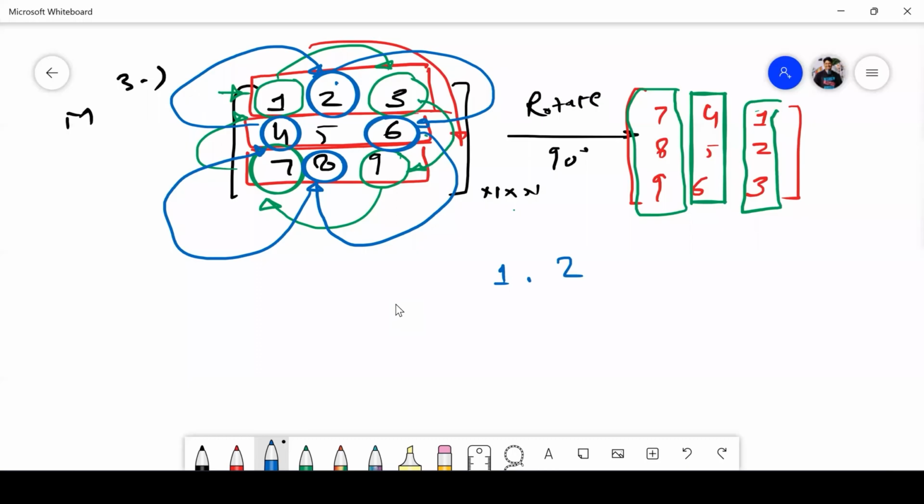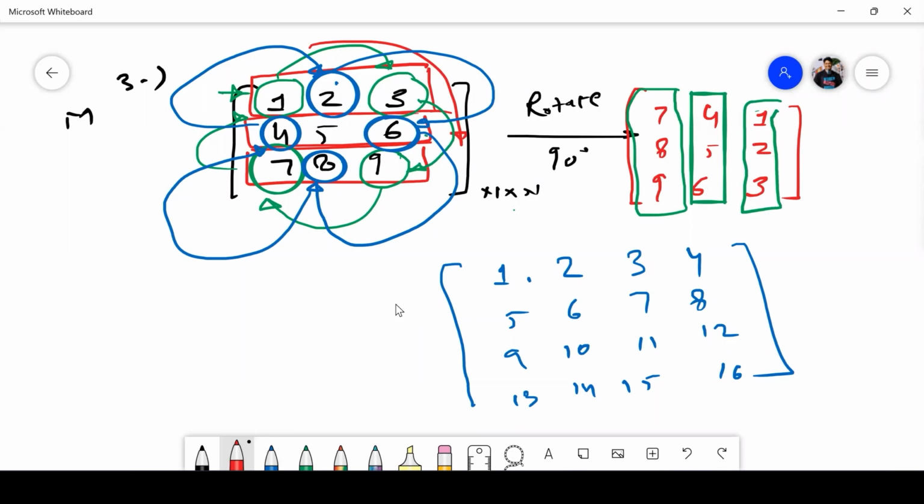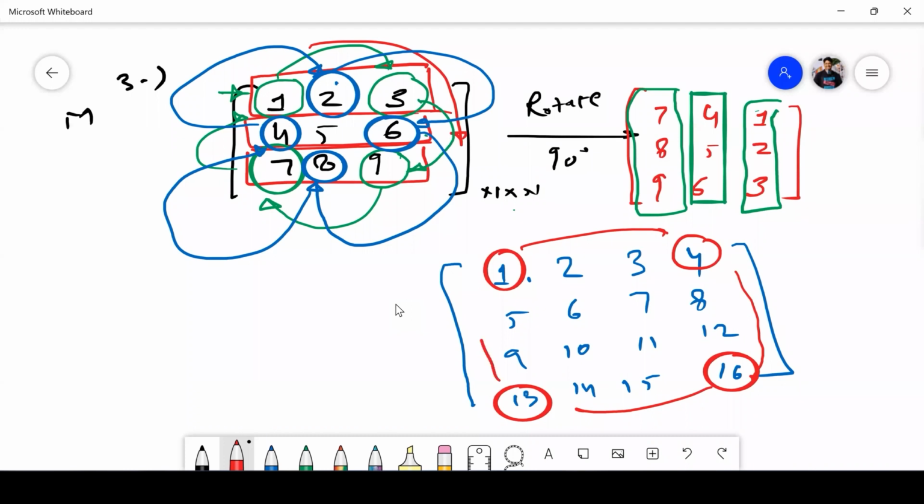अच्छा, इस तरह इसको देखते हैं. 1, 2, 3, 4, 5, 6, 7, 8, 9, 10, 11, 12, 13, 14, 15, and 16. This 1 will come at the position of 4, 4 will come at the position of 16, 16 will come at the position of 13, and 13 will go to the position of 1.